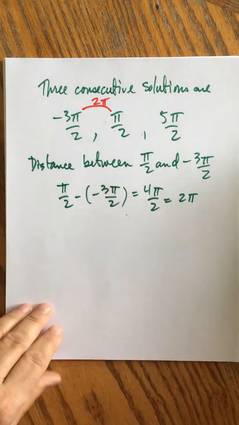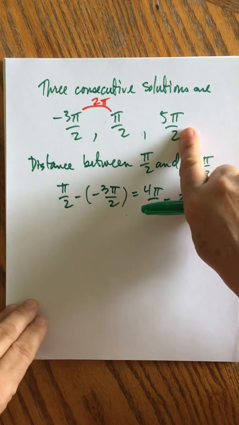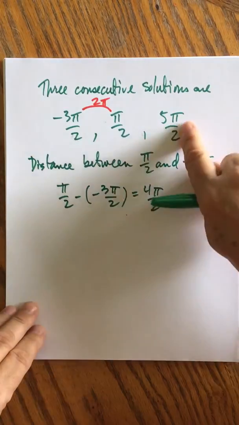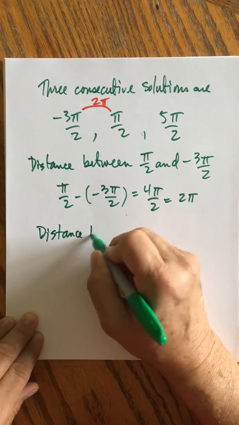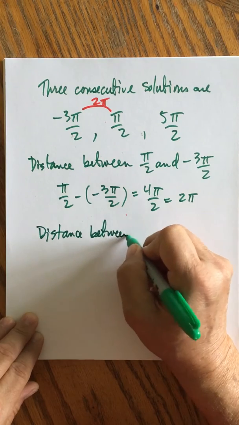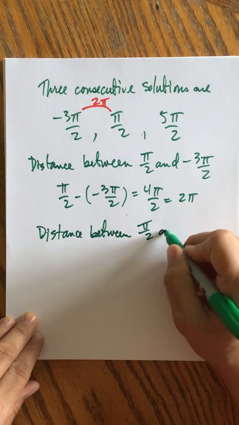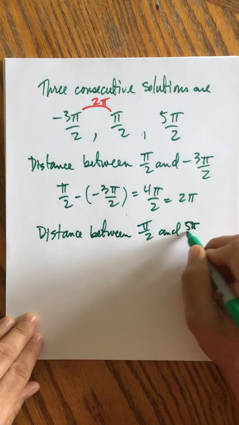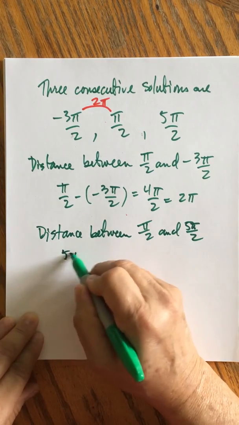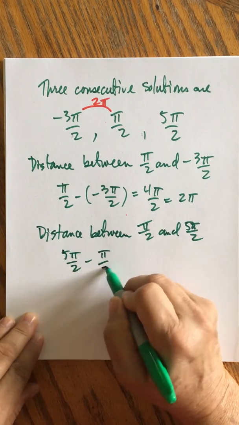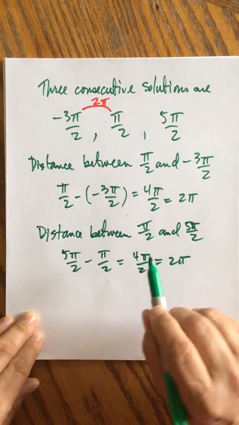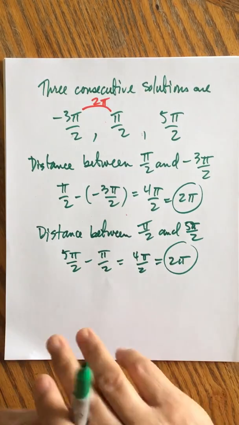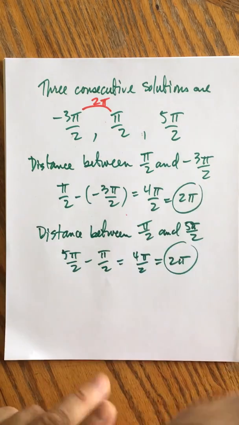And let's see if it's continued from pi over 2 to 5 pi over 2, right? So again, end minus beginning, so let's find that distance in between pi over 2 and 5 pi over 2. We'll do 5 pi over 2 minus pi over 2 is 4 pi over 2, which gives me 2 pi as my distance. So yes, same distance, right? And so let's mark that over here.